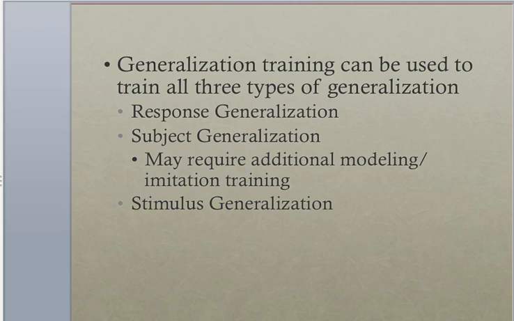So it depends on what their functioning level is in terms of generalization, and kids who don't generalize spontaneously will require additional modeling and imitation training before they will spontaneously begin to follow the lead of individuals who are being treated directly. All right, so that's it for Chapter 7.